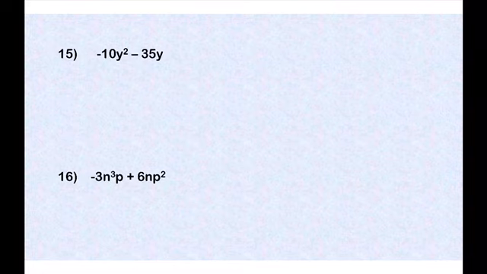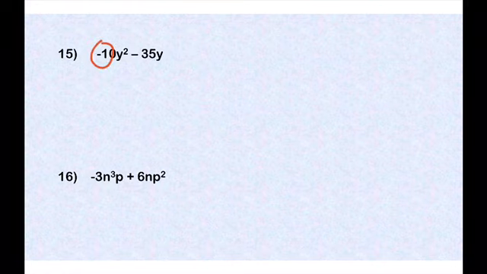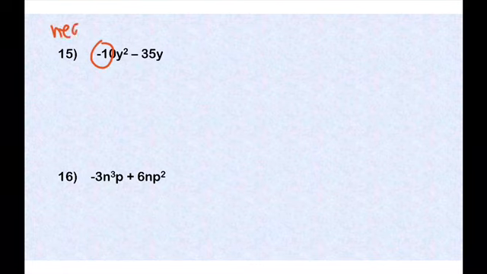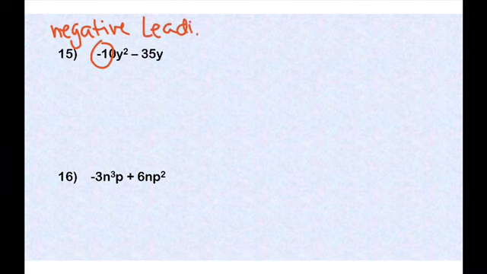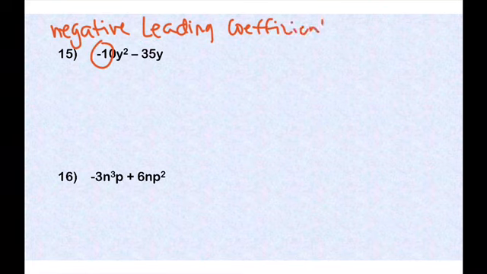15 and 16. Okay, let's try these. I'm going to do the first one with you because this is a little bit different. If you notice that on this one, our leading coefficient, meaning the coefficient that comes first, is a negative. And so when you have a leading coefficient that's negative, you have to take the negative out with the GCF. Okay, so I'll show you what I mean by that.